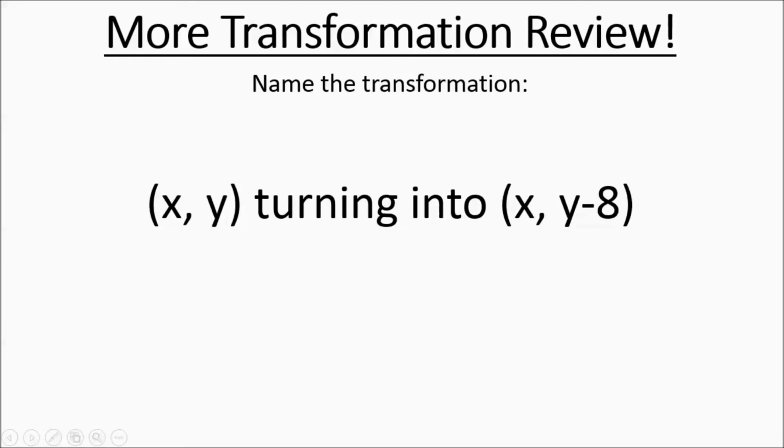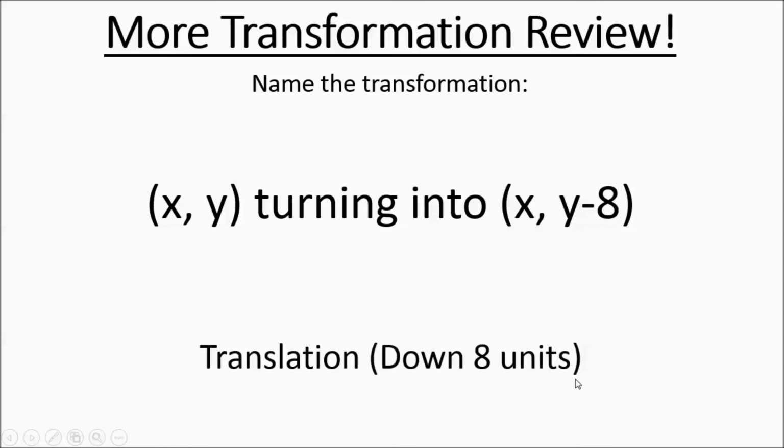xy turning into x, and then y minus 8. So that is subtracting 8 from the y value. You're going down 8. Translation, down 8 units, or vertical translation of negative 8 might be another way you hear it. A lot of fancy ways to say it.